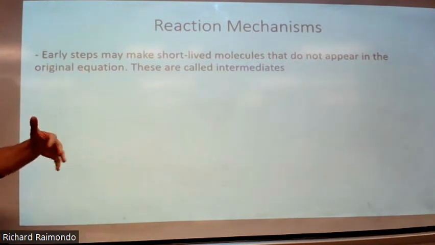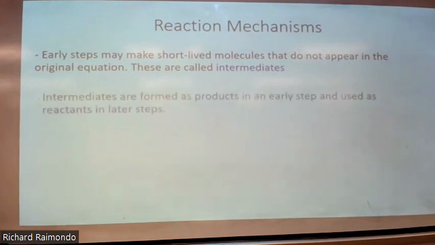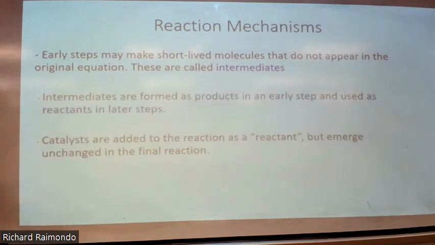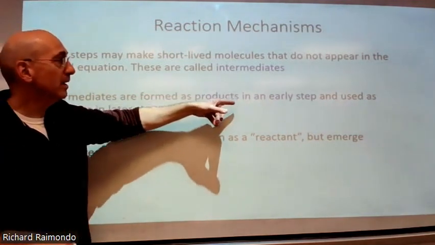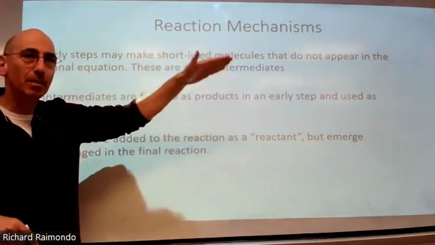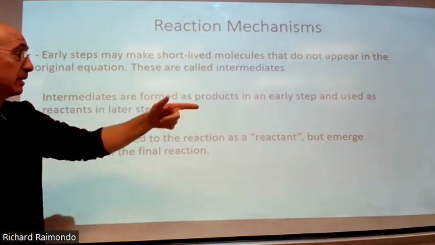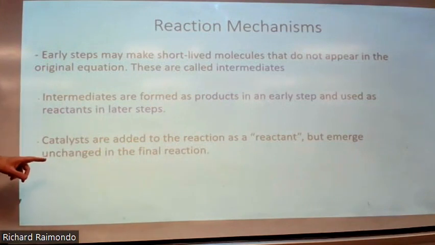That's called an intermediate. It kind of makes sense. I'll show you an example of this. Intermediates form as products, but then get used up. Okay, so it's kind of a temporary situation where you make something in one step, use it up later on, and it doesn't come out of the reaction. It's a little easier to see when we actually have reactants.